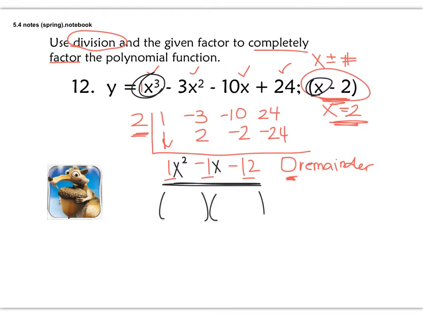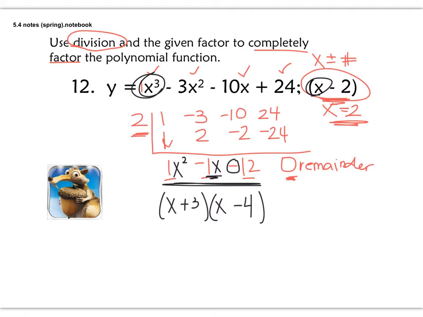We set up 2 sets of parentheses. My last one is negative, so my signs are opposite. Options for A is just x and x. Options for C, we can go 1 and 12, 2 and 6, 3 and 4. And in this case, it's going to be a positive 3 and a negative 4. That'll give us the negative 1 in the middle.